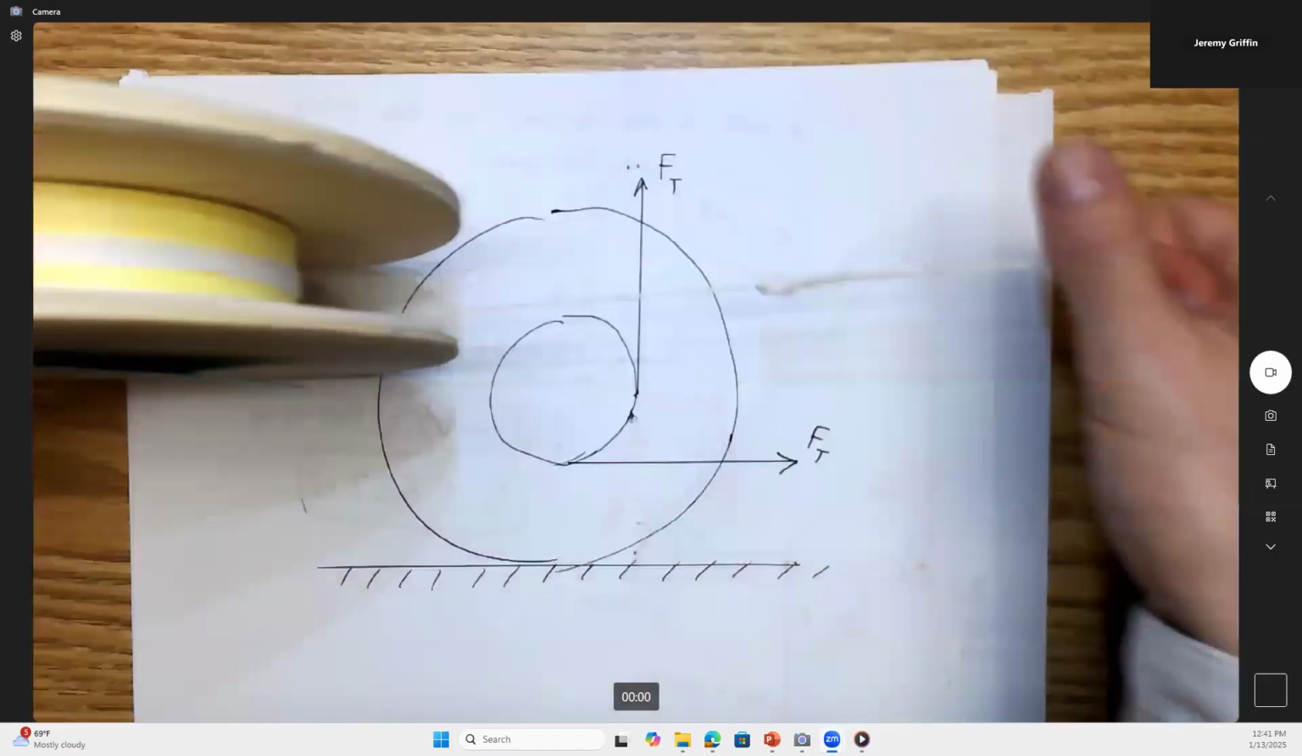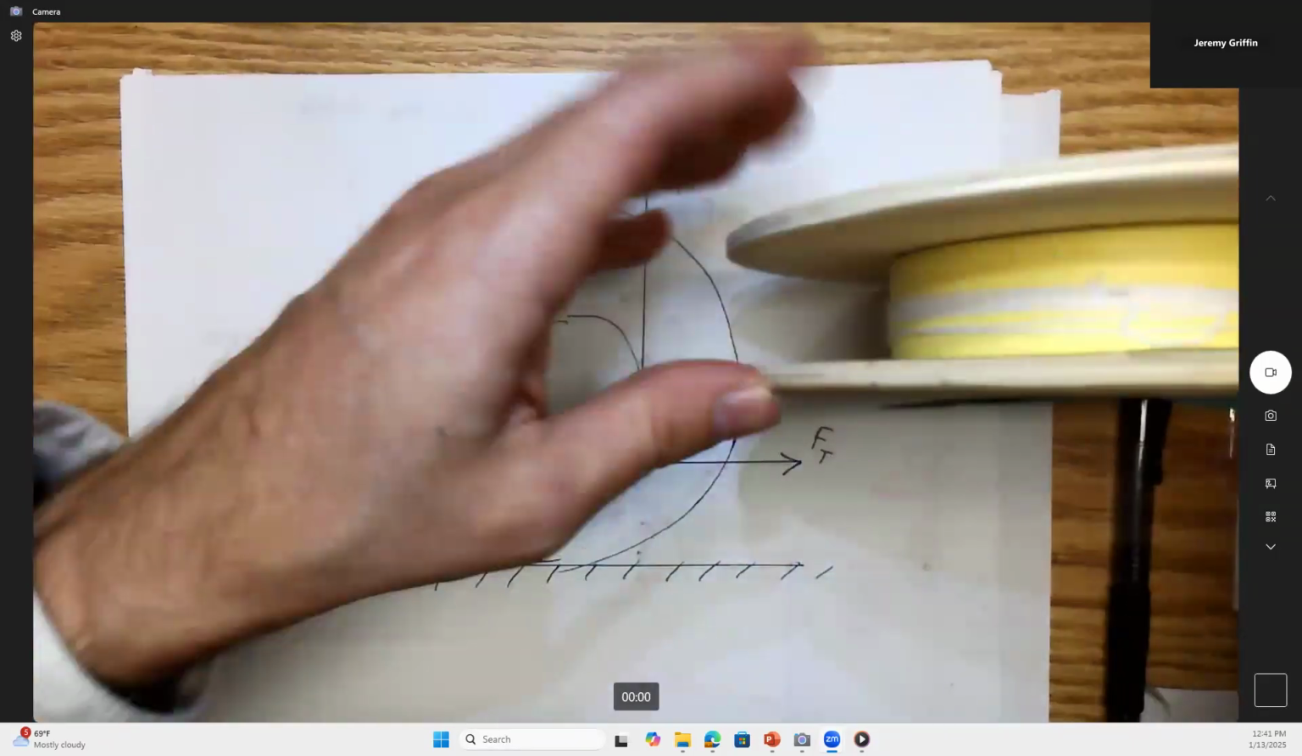It's to the right. Look at that. I pull to the right. It rolls to the right. You see that? Okay.